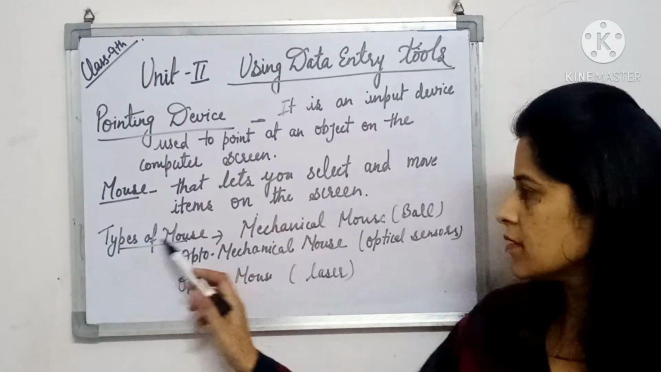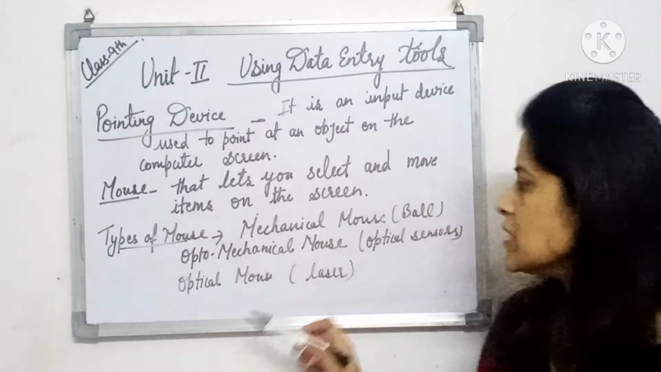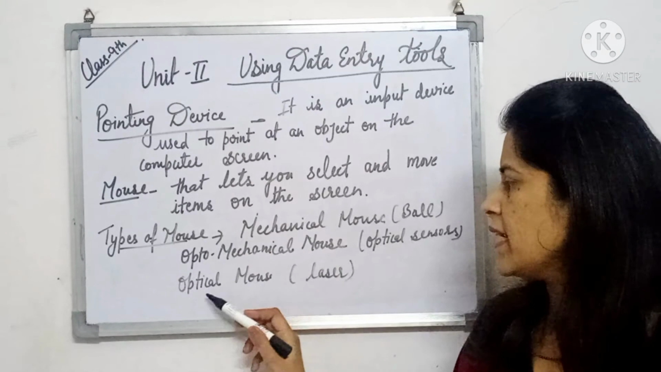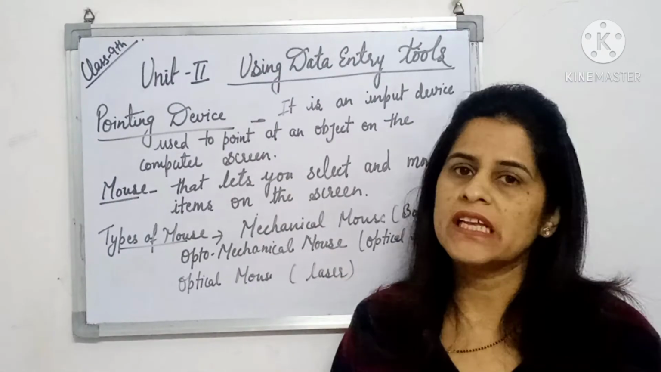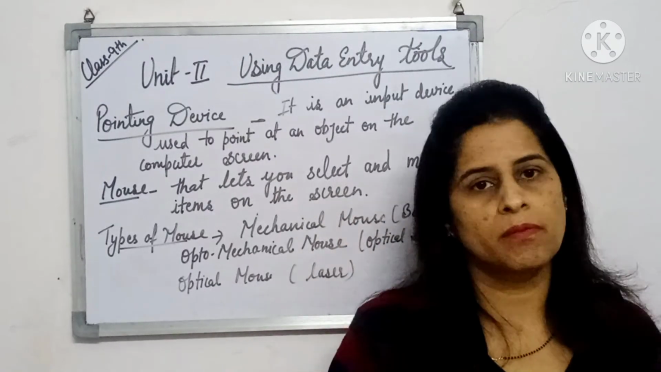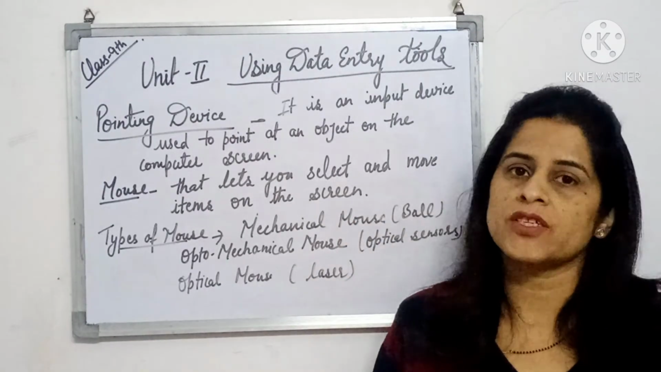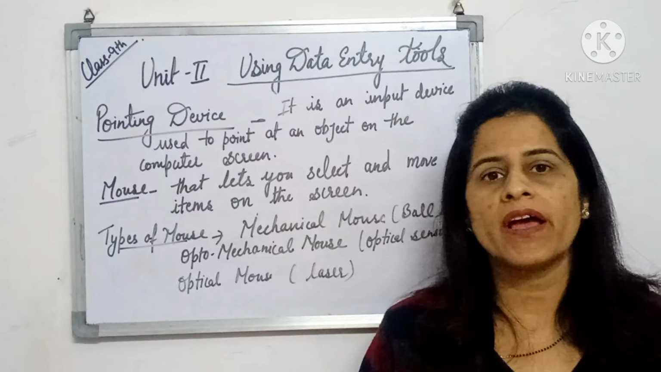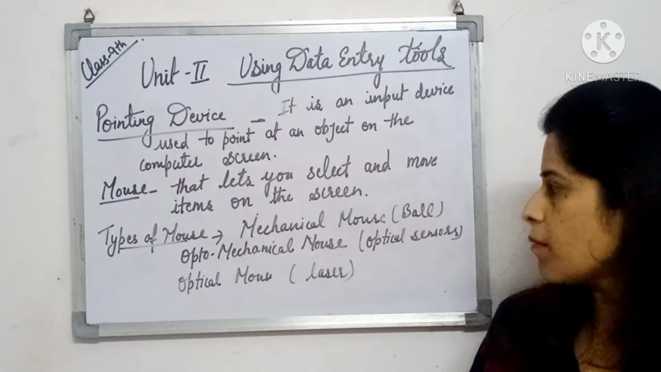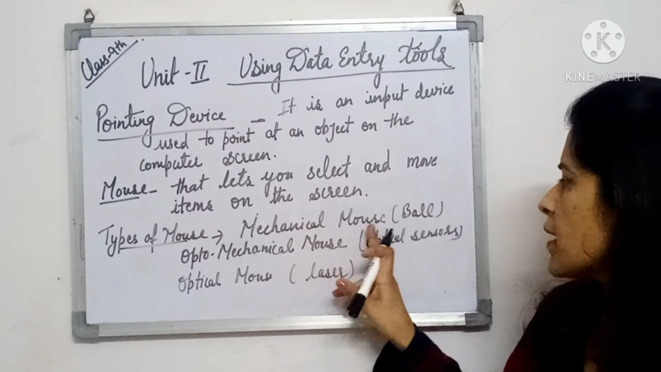There are three types of the mouse. First is mechanical mouse, next is optomechanical mouse, and next is the optical mouse. In general, we are using the mechanical mouse. In our school lab, there are the mechanical mouse because mouse are attached with the wire, and that wires are attached to your CPU for connecting to the computer. That is known as the mechanical mouse.